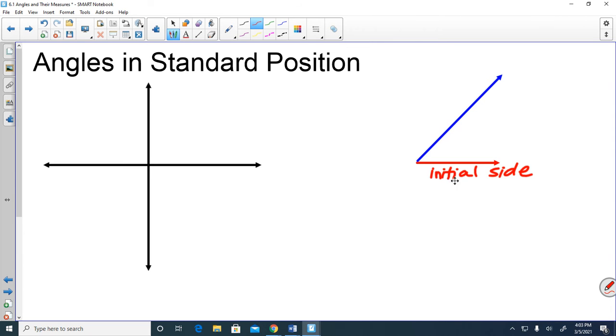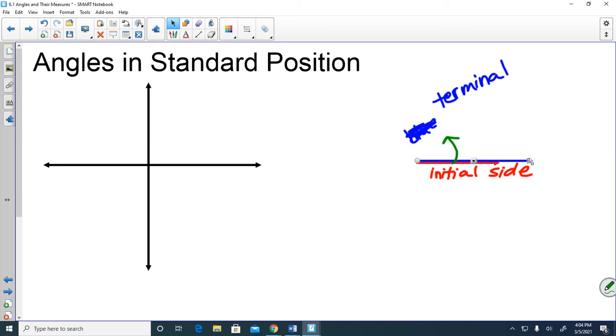Initial meaning like this is where you start from. The blue side we call the terminal side. I wrote blue, terminal side. And so the initial tells you where you start, terminal tells you where you end. So the angle gets formed by starting the initial on top of the terminal, right on top of the initial, and then I open them up, and now I have an angle.